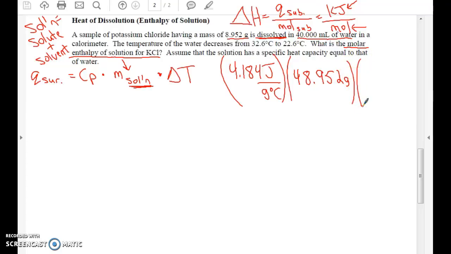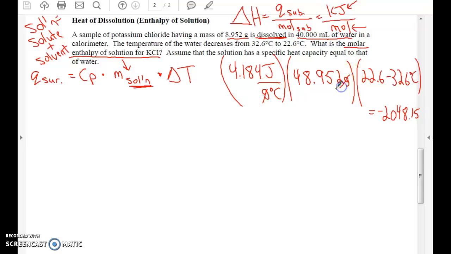Remember, it's final minus initial, and it decreases in temperature. So you're going from 32.6 to 22.6. So now you do final minus initial. So you do 22.6 minus 32.6 degrees Celsius. And what you get as Q surroundings is a negative number. Negative 2,048.15, and a whole bunch of numbers after that.